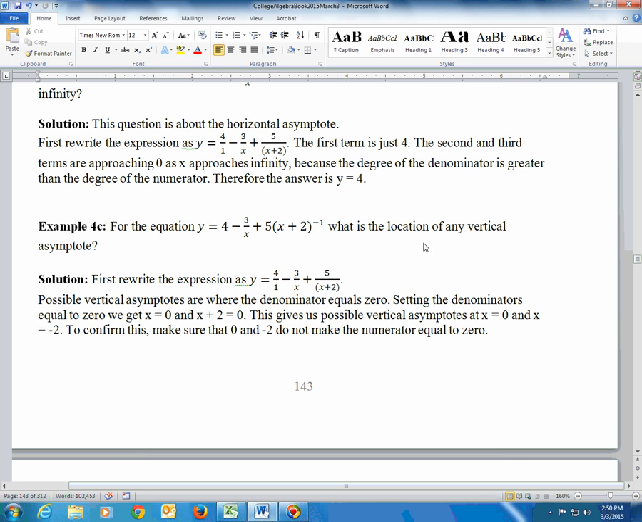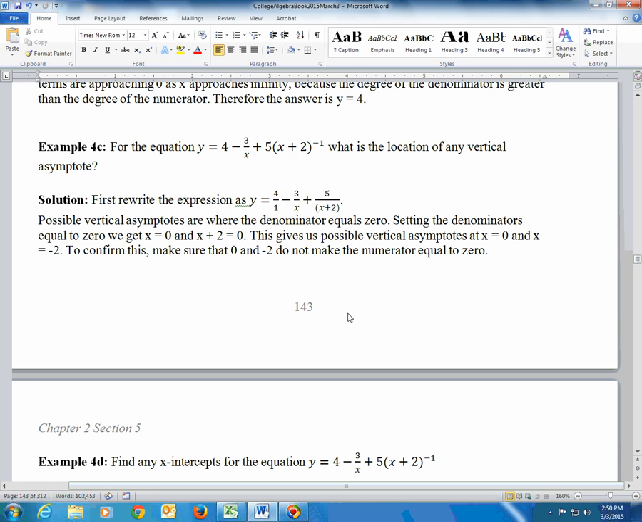Here's another one. Let's take a look at, back to this one. Same problem. What is the location of any vertical asymptote? Well, how do you find vertical asymptotes? Set the denominator equals 0. Each denominator. There's no x there, so we don't get anything. Here, x equals 0. Here, set the x plus 2 equals 0, and you get x equals -2. So there's two vertical asymptotes, one at 0 and one at -2.